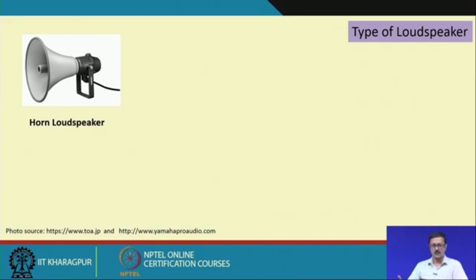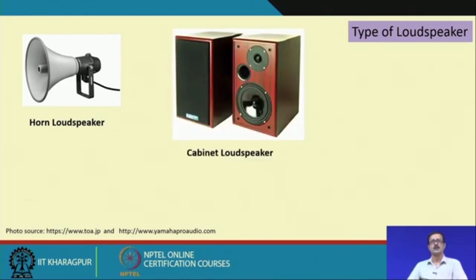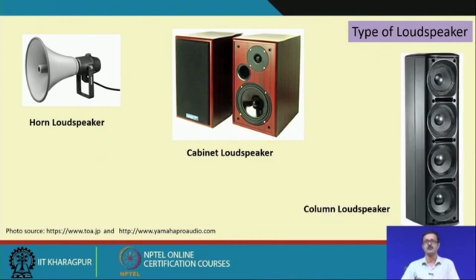So, from the shape point of view, these are the horn loudspeakers, which are very popular for announcements and those kinds of things. This is the cabinet loudspeaker, in small and miniature versions, and 2-3 types of loudspeaker can be placed together. There may also be a column loudspeaker, where a series of low or high frequency or mixed units may be placed in a vertical series.